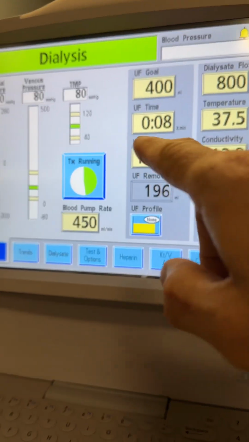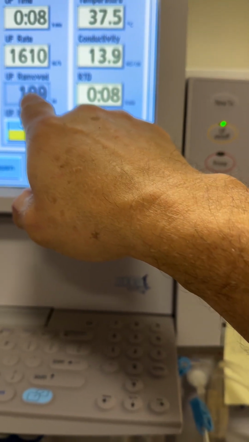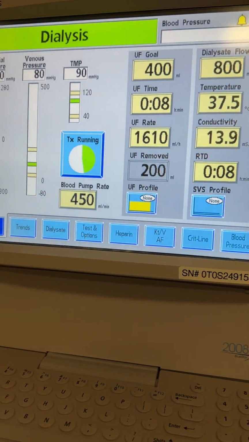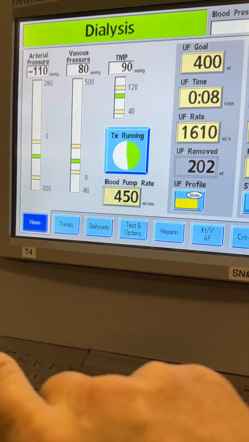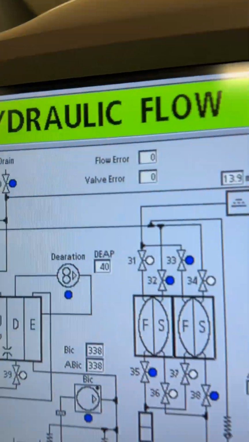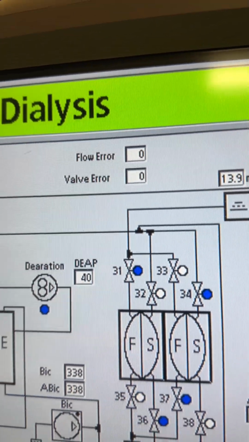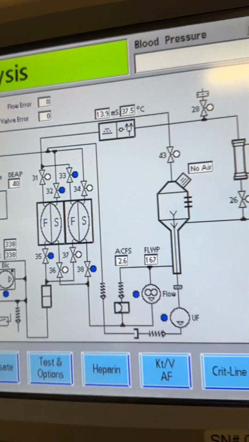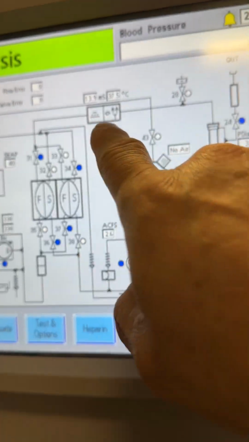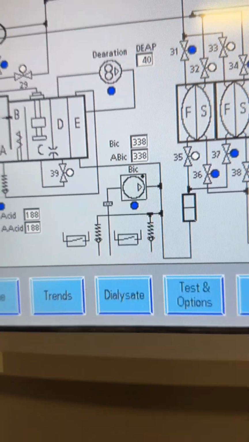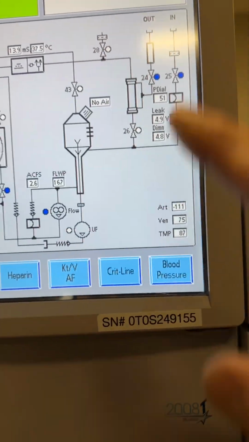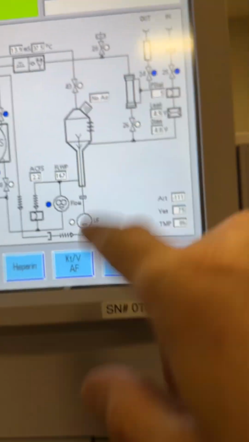We have 8 minutes left. We pulled 400 out of this bag in the end. Right now it's only pulled almost 200. We're maintaining good TMP and venous and arterial pressures, and there are no flow errors whatsoever in the last hour running this machine. No high, no low, no flow errors whatsoever. Conductivity is spot on, temperature's spot on. We got acid spot on, bicarb spot on. No TMP issues, no air.